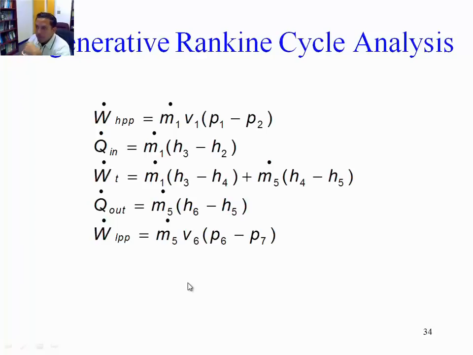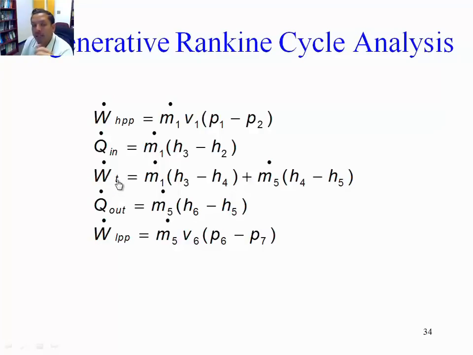If we analyze the entire regenerative Rankine cycle, the work in the high pressure pump is equal to the mass flow rate. Notice that I'm doing all of this now in rate form, not in specific form, because there are different mass flow rates that go through the different elements of the system. The total power going to the high pressure pump is the mass flow rate M1 times the specific work in the high pressure pump, which is specific volume times delta P. The Qin, well, there's only one pass through the boiler, so Qin is delta H from 2 to 3 times M1, which is the mass flow rate going through the boiler. Well, it's actually M2, but it's the same as M1.